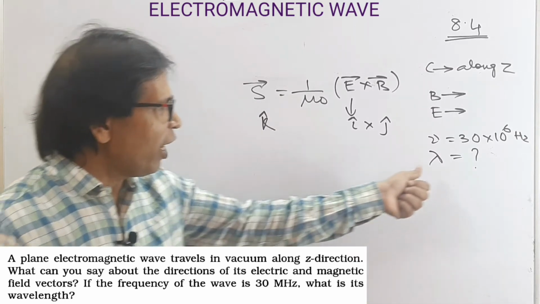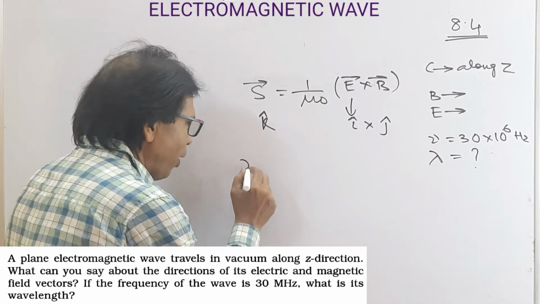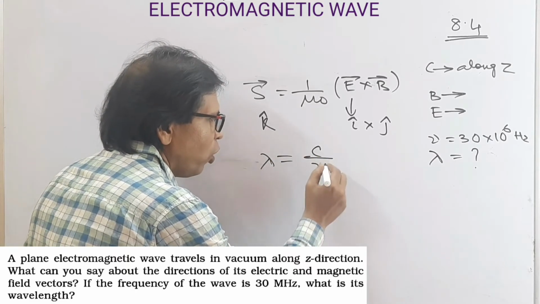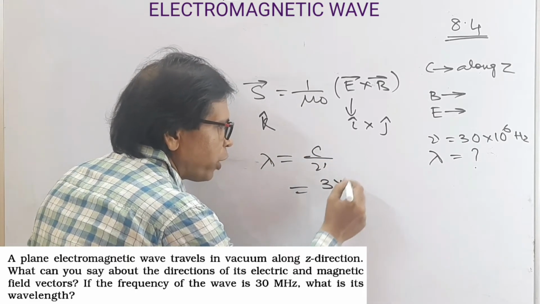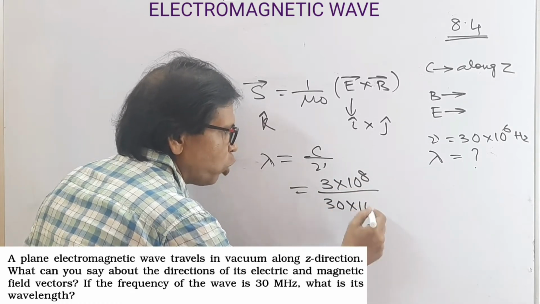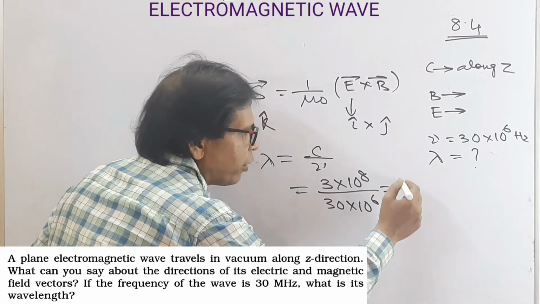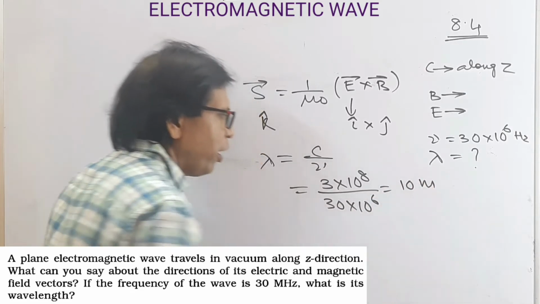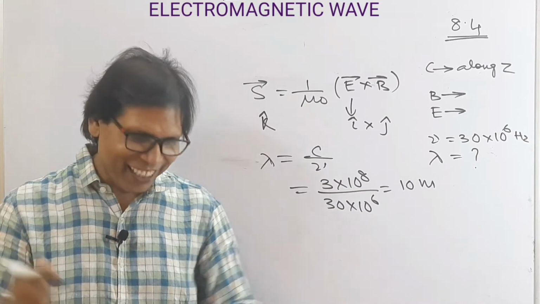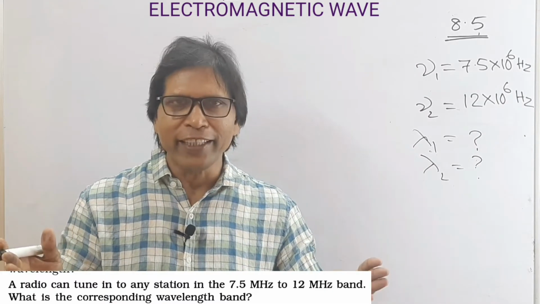Now lambda. We know lambda equals c by nu. Now c is 3 into 10 to the power 8, and this is 30 into 10 to the power 6. So 10 meter is the wavelength of the wave. Okay. Next.